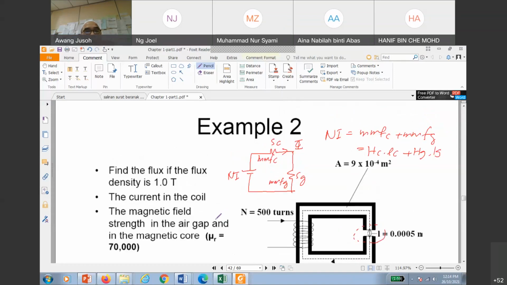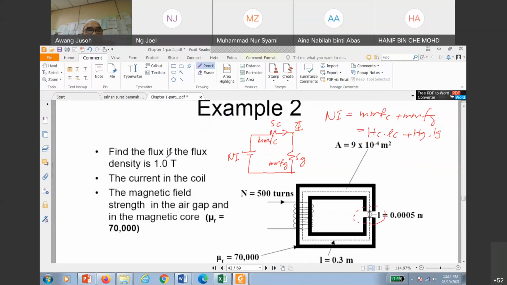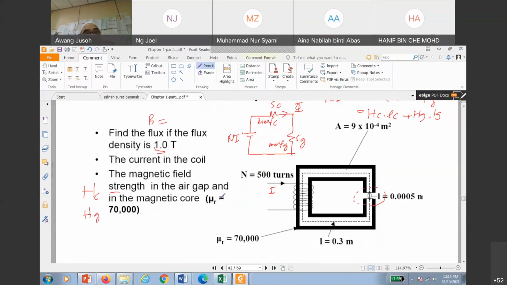So what they ask in this example: they give us the flux density B, 1 Tesla. They ask us to find how much current I is required to be injected here so that we can establish 1 Tesla flux density. And the second one is to find the magnetic strength, H, in the air gap and also in the core. That means you need to find H air gap and H core. Now in this example, we are given the permeability of the core, mu r, equal to 70,000.